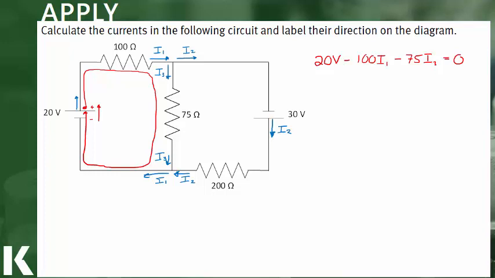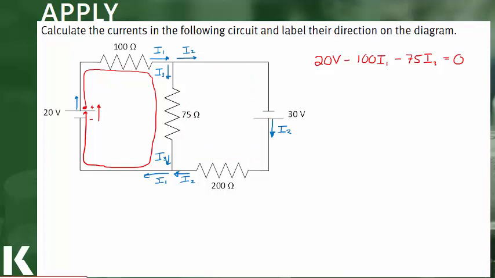Now, if we were to try to do that same loop on the other side, notice we would be starting here, going around, but we'd have to go in the opposite direction as I3. So this would not be a valid loop, so we could not use that. So let's just get rid of it.